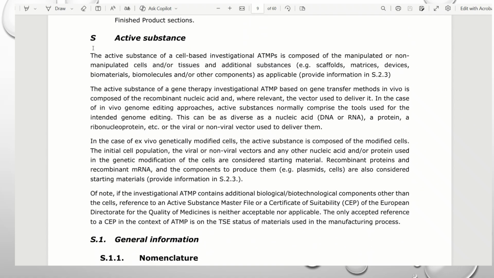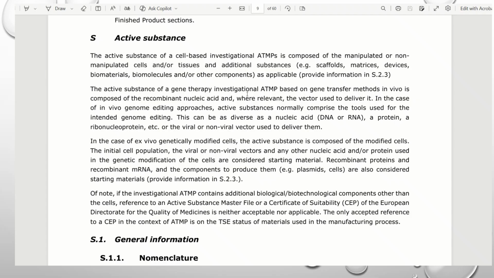Right, so let's just define what the active substance is. The active substance of a cell-based investigational ATMP is composed of the manipulated or non-manipulated cells and/or tissues, and additional substances, scaffolds, matrices, devices, biomaterials, biomolecules, and other components as applicable. This information should be provided in S23. So your active substance, of a cell-based product, is composed of your manipulated or non-manipulated cells.